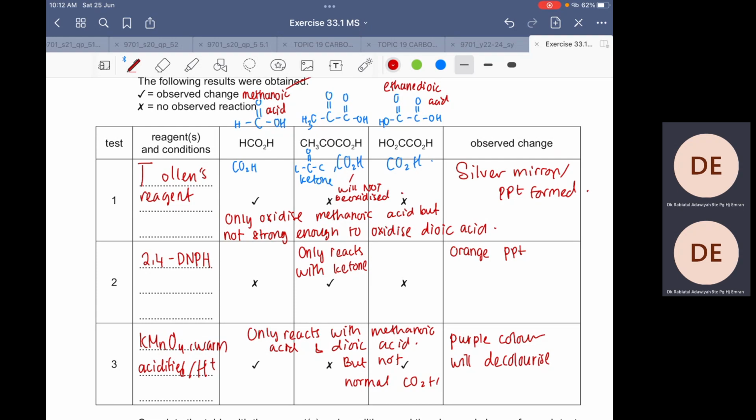Okay, do we need to warm the Tollens reagent? Warm, okay. So don't forget that.